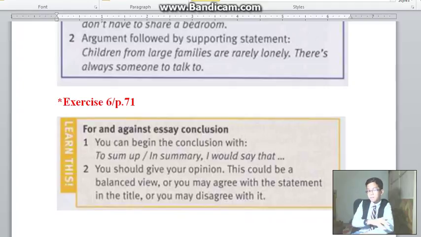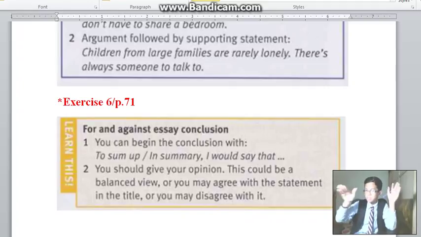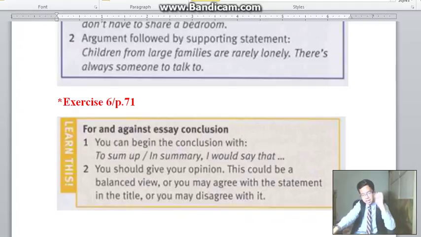Your opinion could be a balanced view, meaning 50-50, both sides. You support both sides. Or you may agree with the statement in the title, and then you have to give your own opinion, or you may disagree with the statement in the title.